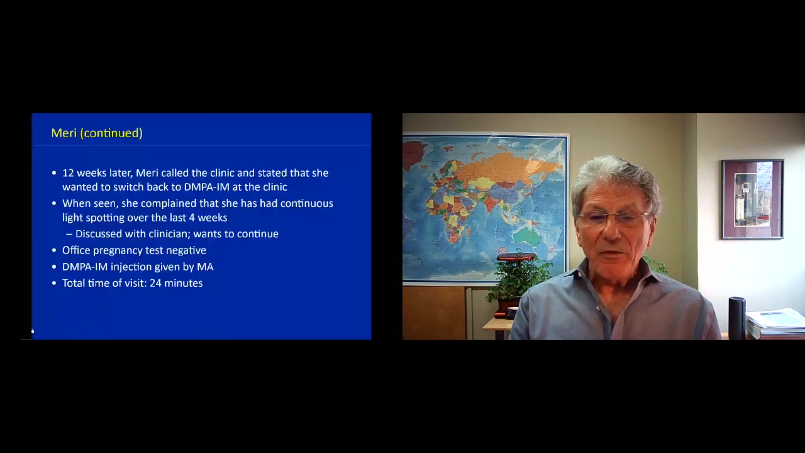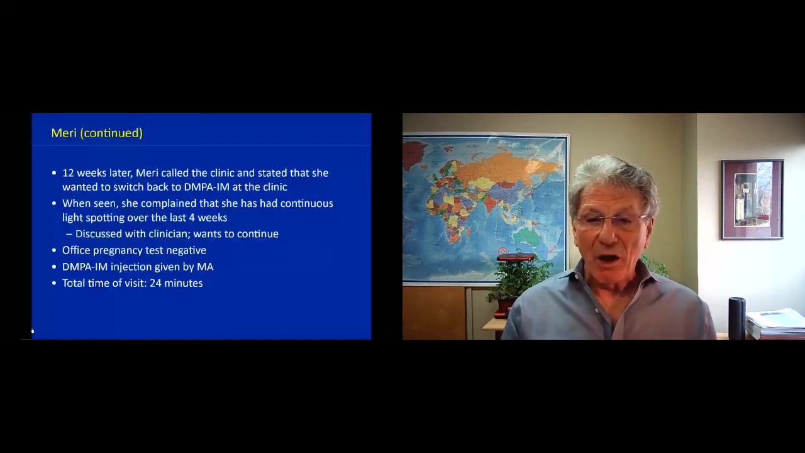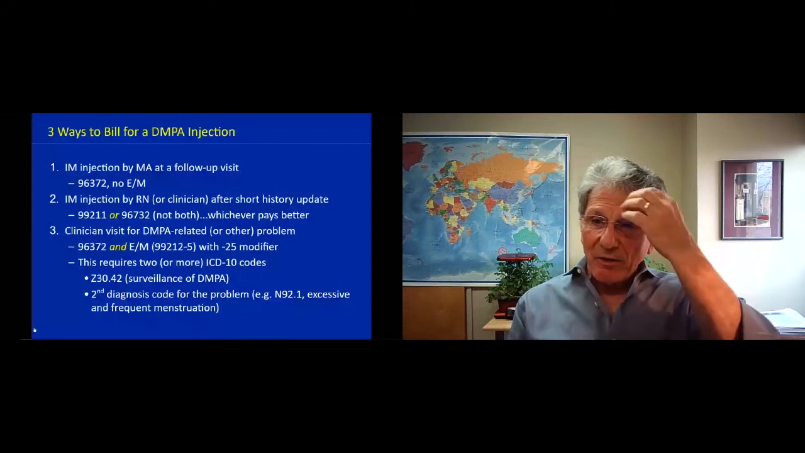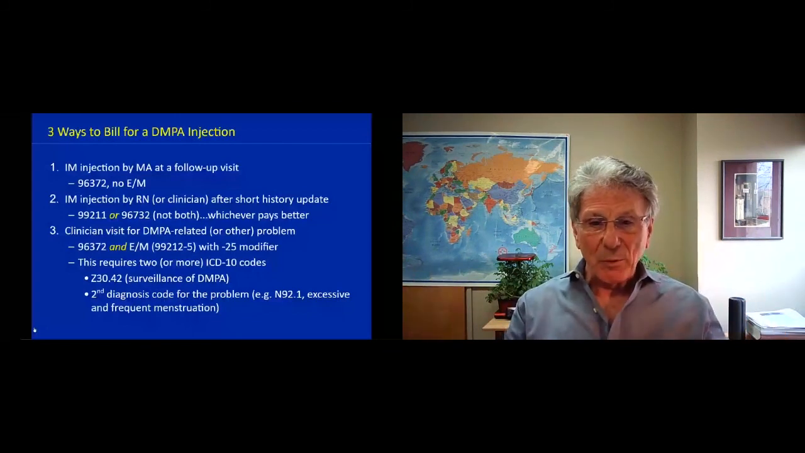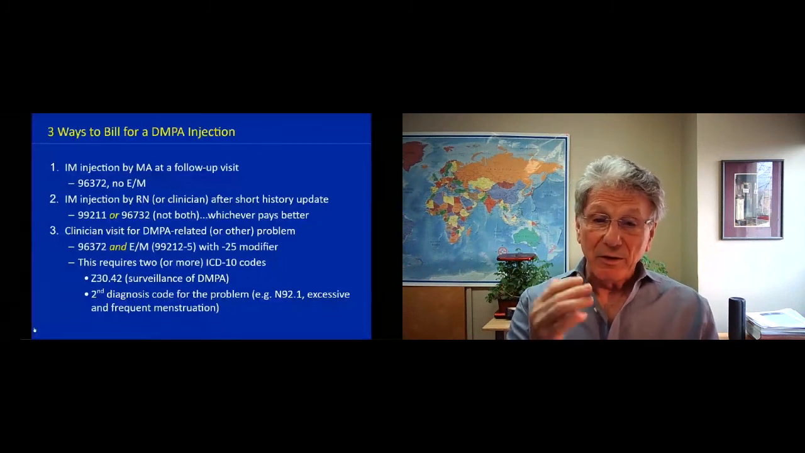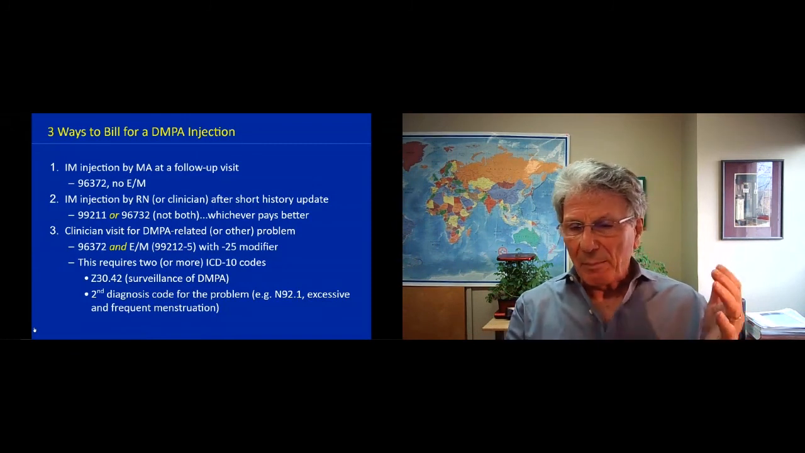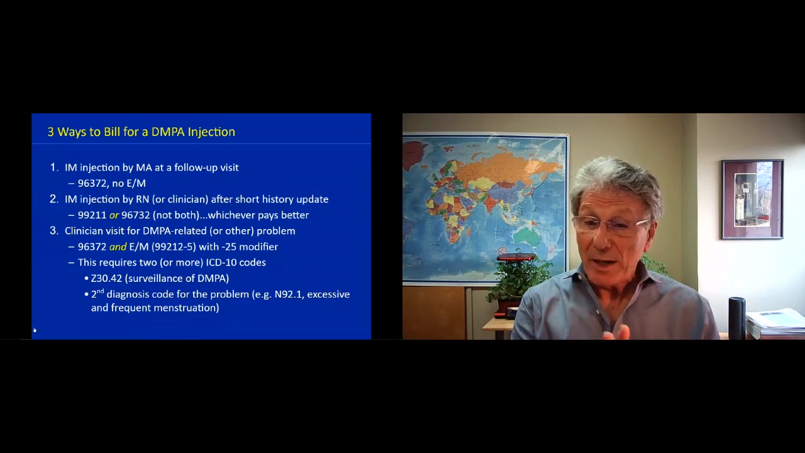Okay, so basically there are 3 ways to bill for an on-site Depot injection, all right? Number 1, patient comes back and says, my last Depot injection was 14, 15 weeks ago. I'm here for my next shot. Patient doesn't see a clinician, the medical assistant or an RN gives the shot. The only thing that you can bill is a 96372. Typically pays about $15 or $20, but no E&M.